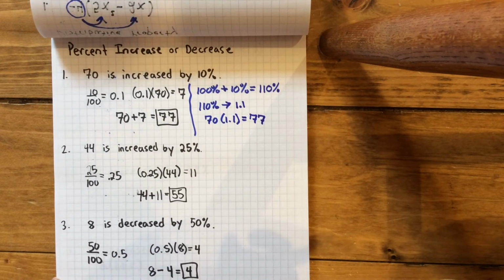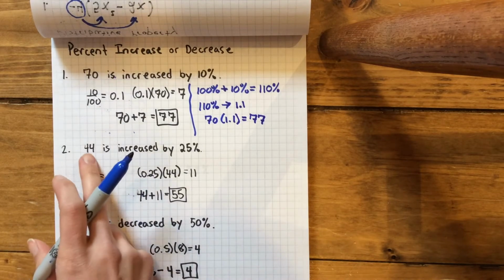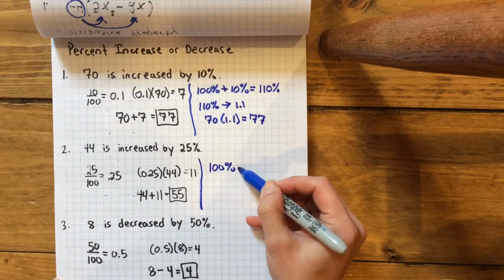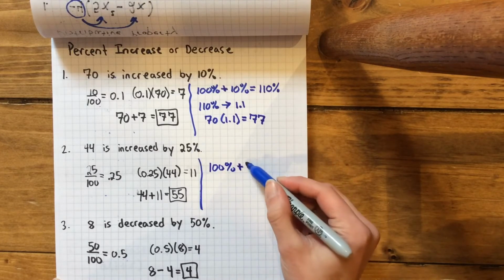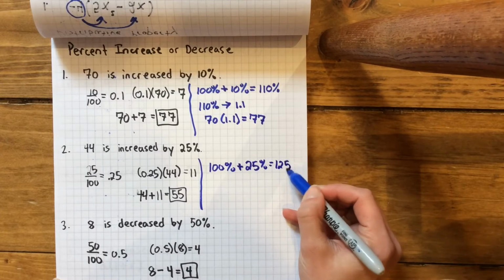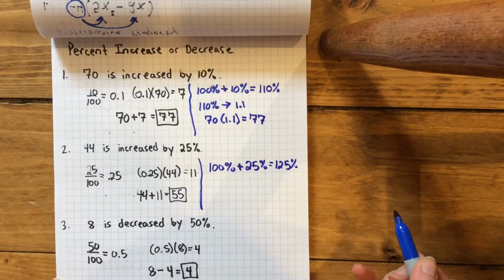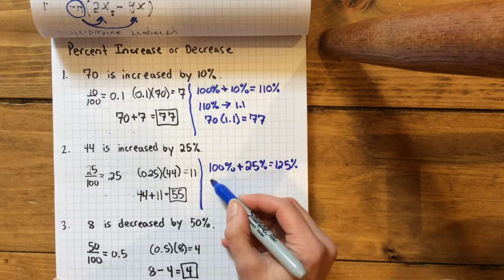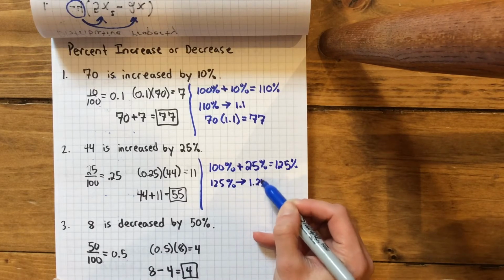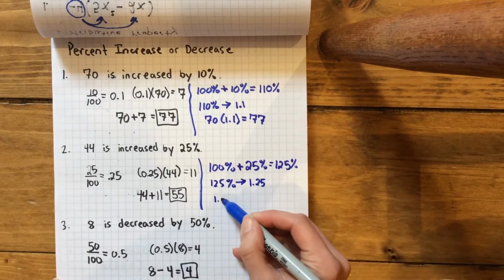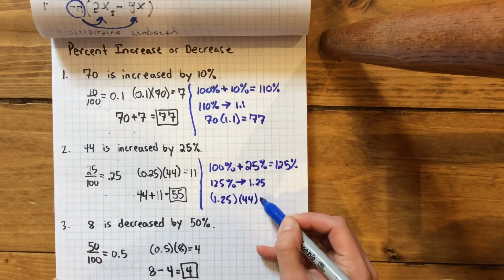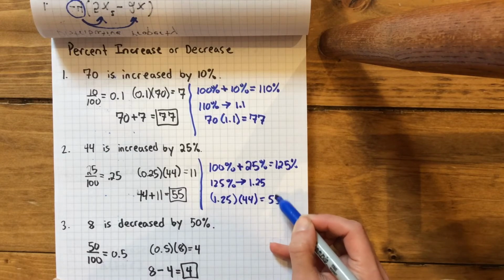We can do that with each of these problems. 44 represents 100%, but I want to increase it by 25%, which means my end result is going to be 125% of the original. 125% as a decimal is 1.25. 1.25 times 44 is equal to 55.